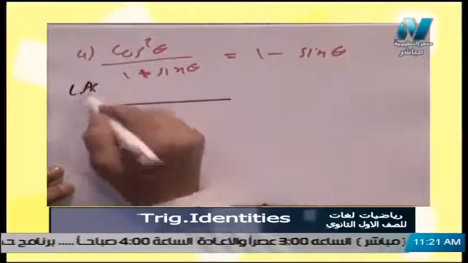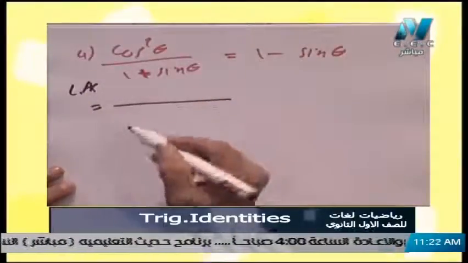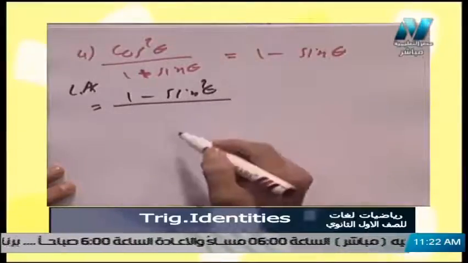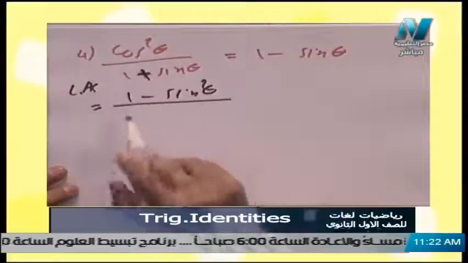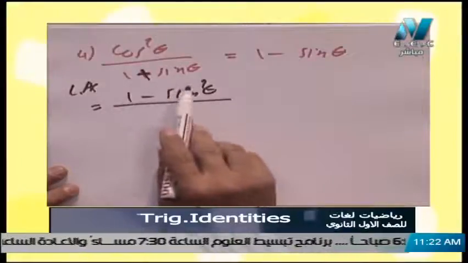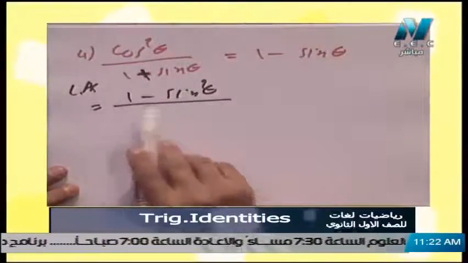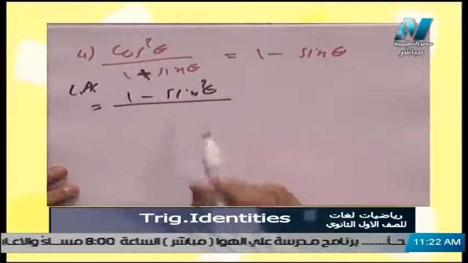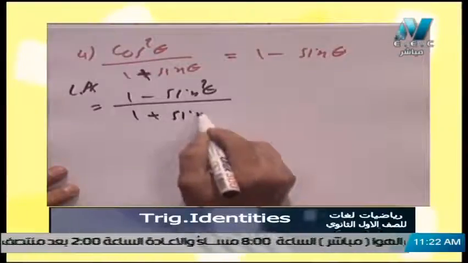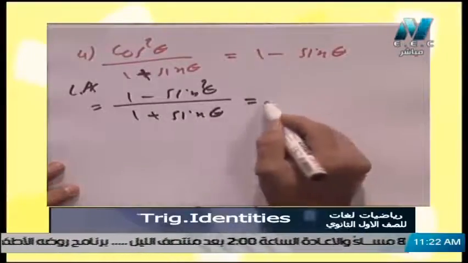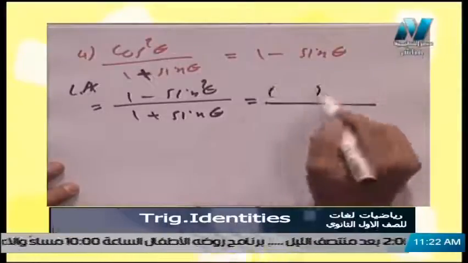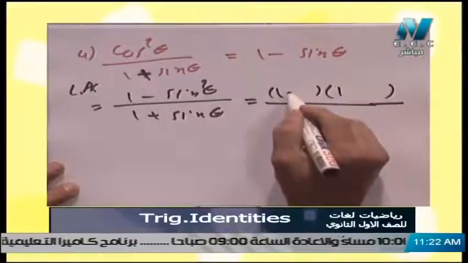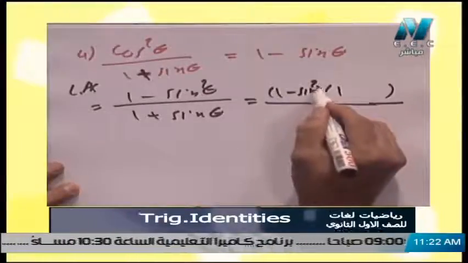Left hand side here. Cosine power 2 theta, we can substitute it by 1 minus sine power 2 theta. Why did we do that? We notice that 1 plus sine theta is in the denominator. So we can change cosine power 2 theta to 1 minus sine power 2 theta, and we are going to factorize.